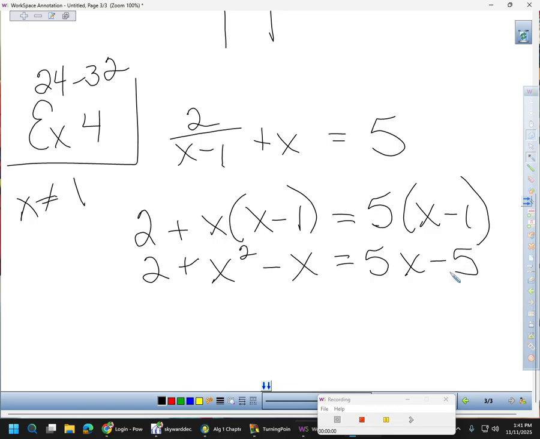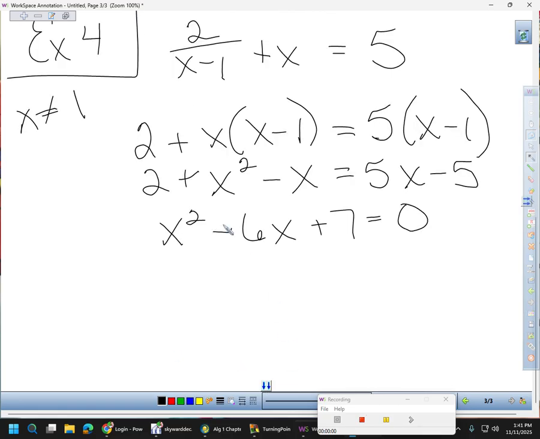Now we're going to move it all to one side and collect like terms together. So I have x squared. If I subtract 5x to this side, I get minus 6x. If I add 5 to this side, I'm going to get plus 7 equals 0. I didn't mean to do that. All right, anyway, this does not factor. There are not two numbers that multiply to positive 7 that are going to add to negative 6. So how else can we solve it?